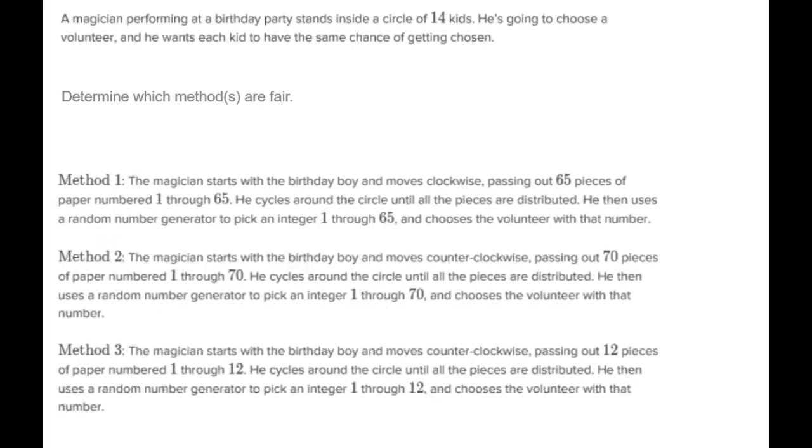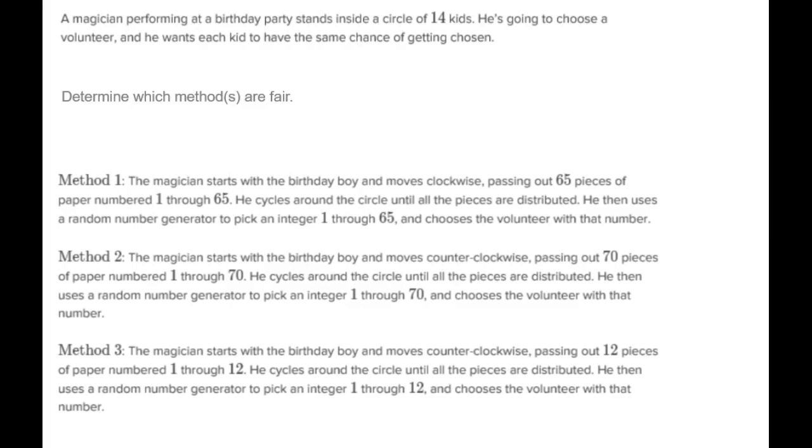On to the second scenario. A magician performing at a birthday party stands inside a circle of 14 kids. He's going to choose a volunteer, and he wants each kid to have the same chance of getting chosen. So we want to determine which method or methods are fair. Method 1, the magician starts with the birthday boy and moves clockwise, passing out 65 pieces of paper numbered 1 through 65. He cycles around the circle until all the pieces are distributed. He then uses a random number generator to pick an integer 1 through 65 and chooses the volunteer with that number.